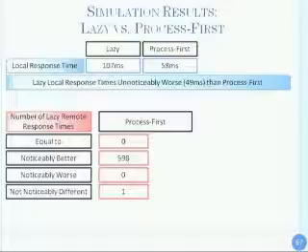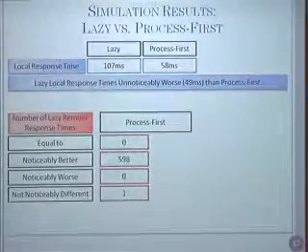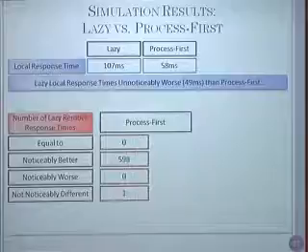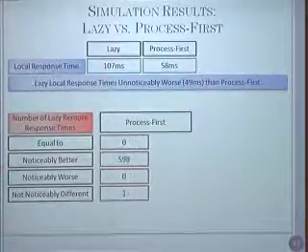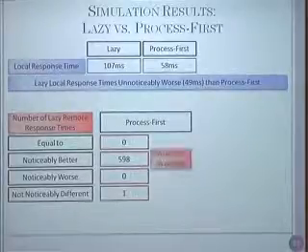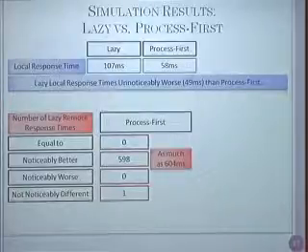What this table shows is the number of users whose lazy remote response times are equal to, noticeably better, noticeably worse, or not noticeably different than those of process first. Okay? And as we see here, for all but one user, the lazy response times are noticeably better than the process first response times, in this particular scenario by as much as 600 milliseconds, although it can be more in others.